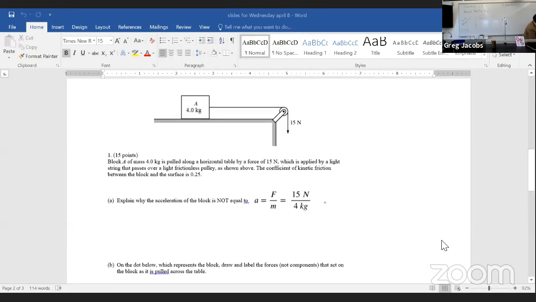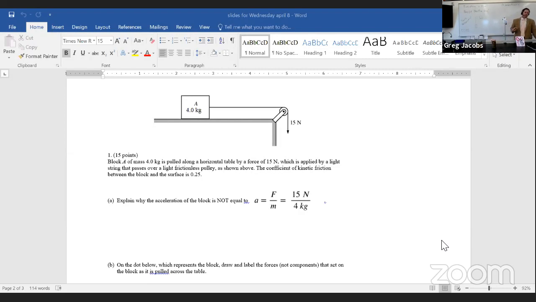Let's start with this guy here. This is what Josh showed you yesterday. It poses a problem with a block being pulled by a string. The string's tension is kept constant at 15 newtons. There is friction, and they ask us to explain why the acceleration isn't what they say.